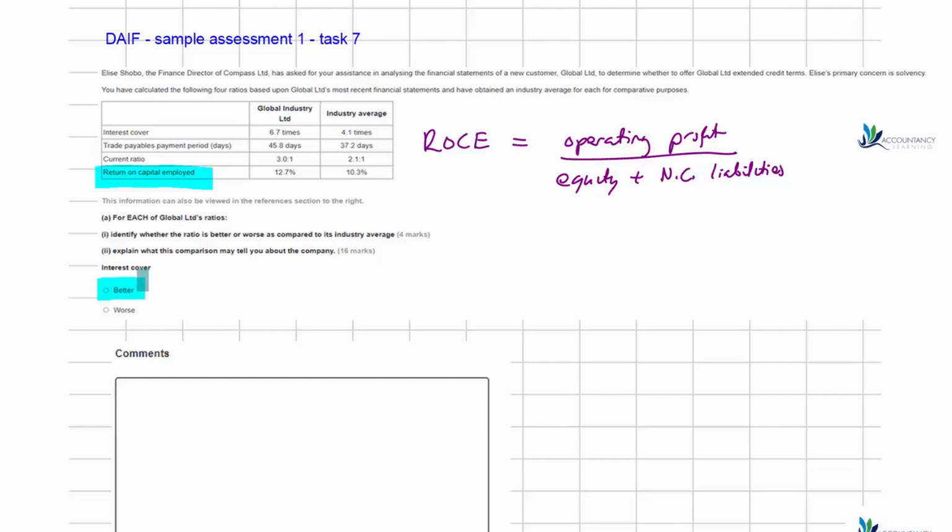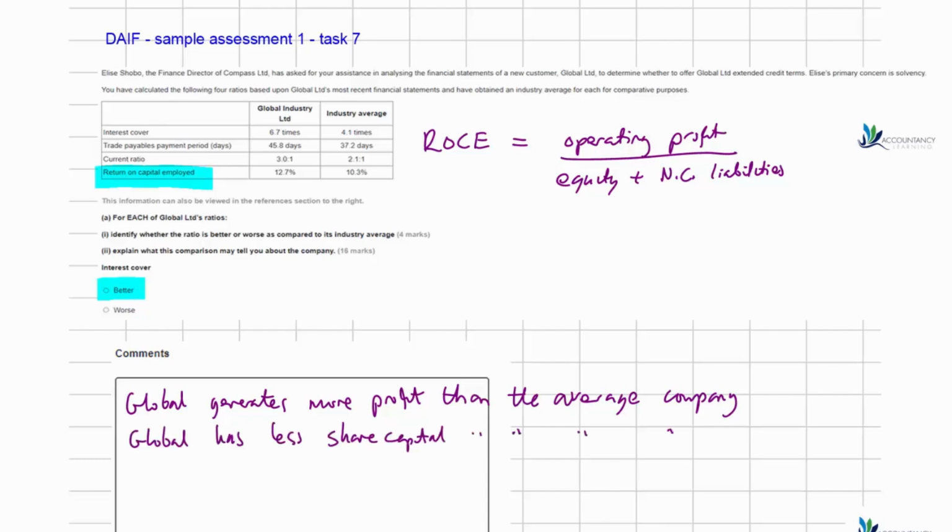So in terms of comments, again, we can do this from a mathematical point of view. If the number is bigger than the industry average, it means that the numerator, the number on top, is better, or the denominator is smaller. So we can talk about either of those to earn some marks. So in terms of the numerator, we can say that Global is generating more profit than the average company. But also it could be that the denominator is smaller, so Global has less share capital and less equity than the average company. Or it could be they have borrowed less than the average company.